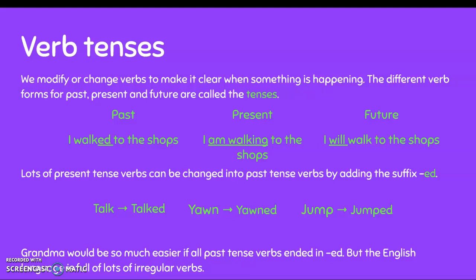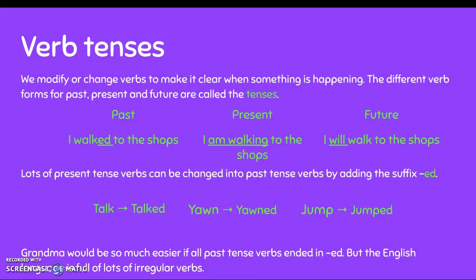The past means it's already happened. It's been and gone. Present means it's happening right now. It's present tense. Future tense means it is going to happen in the future. So we have past, present and future tense.